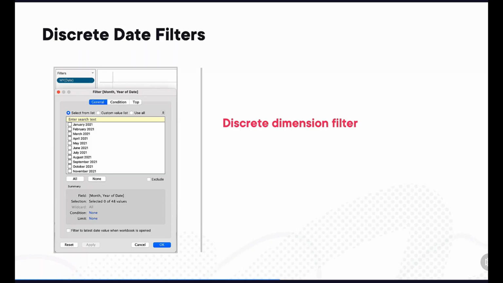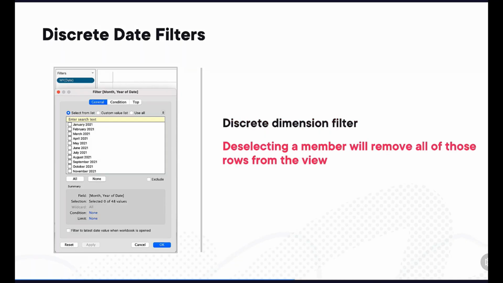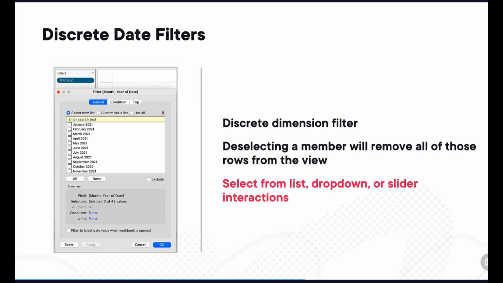This filter acts like the discrete dimension filter, where you can see the discrete values of fields available in the list. Deselecting a member will remove all those rows from the view, and you could configure the filter to display as a select from list, a single or multi-select dropdown, or it may make sense to use a slider since dates are ordered.